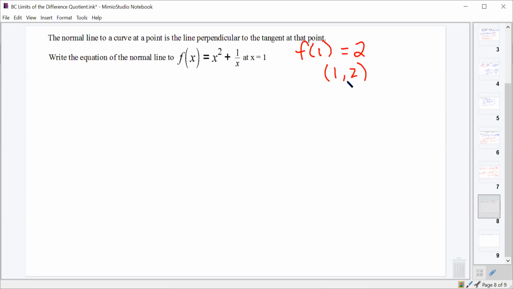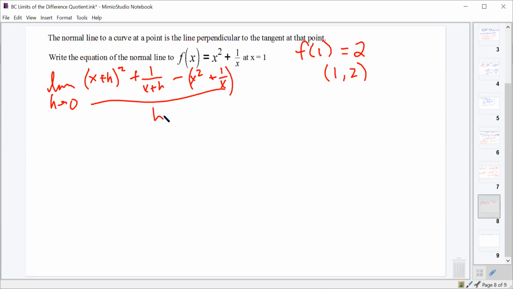And if we're looking for the normal line, we know it's perpendicular to the tangent line. So we can use the limit as h approaches 0 of (x plus h) squared plus 1 over x plus h, minus x squared plus 1 over x, all over h. Everybody good with that?